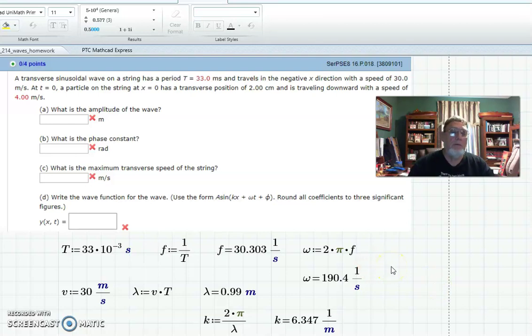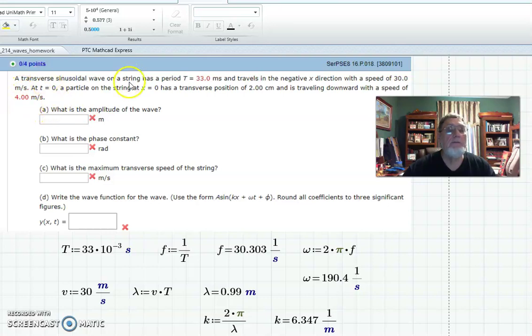All right, on this last problem we'll work from this section. It's kind of like our lab in that you're given a wave function, not a picture but a description. He's telling me that it has a speed of 30 meters a second, and he's going to want me to write the wave function. So we're having a negative x direction with a speed of 30, so that's the speed of the wave.